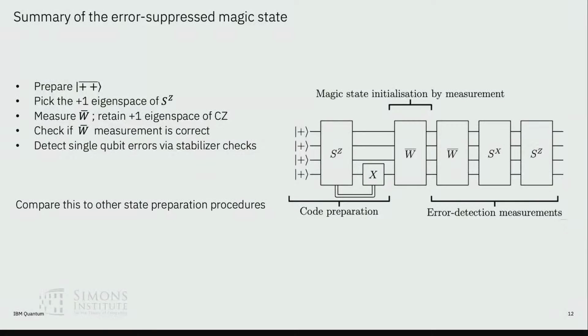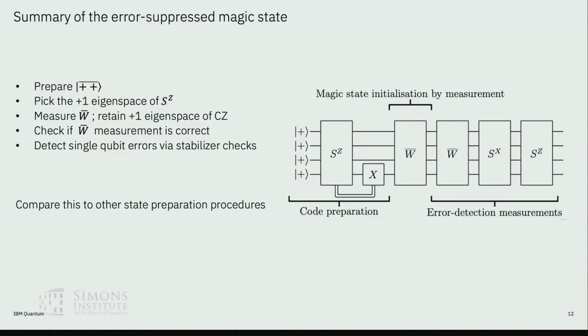So to summarize how we prepare the error suppressed magic state, you first prepare the logical plus state. You pick the +1 eigenspace of SZ. And again, here you could do this by applying the dynamic circuits, or you could post-select. We measure the W operator, and you only retain the +1 eigenspace of CZ. So at this point, we do have to post-select on some of the states. And then we apply the W operator one more time just to make sure we don't have a measurement error. And then we run a round of error detection, SX and SZ. So this is what we call the error suppressed magic state preparation protocol.